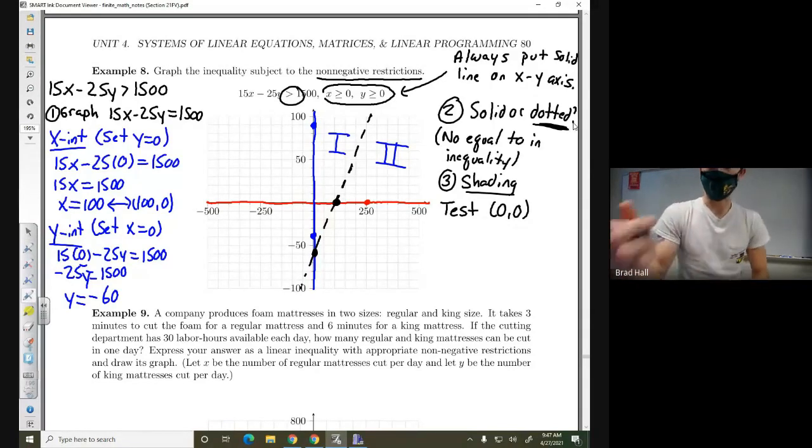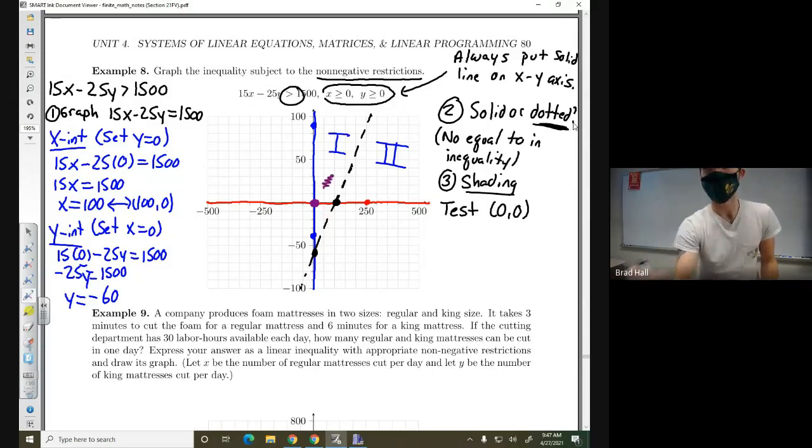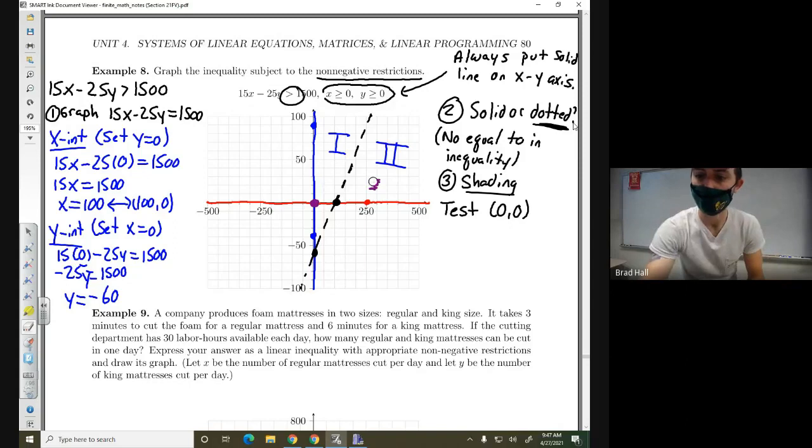So 0, 0, just to remind everybody, is right here in the center. If 0, 0 satisfies the inequality, we're going to shade the region closest to 0, 0. If 0, 0 does not satisfy the inequality, we shade the region away from the origin. That's what we're ultimately trying to determine here.